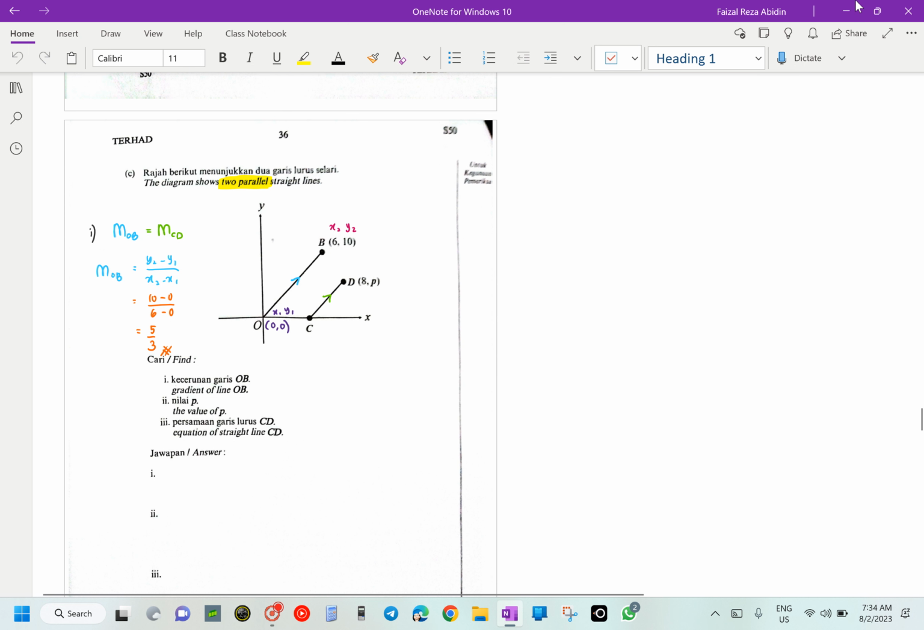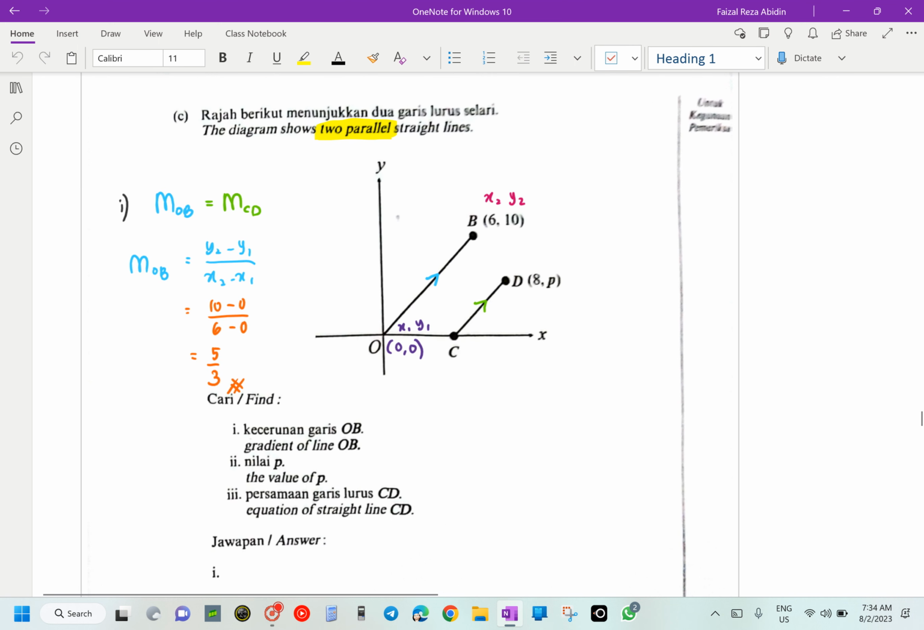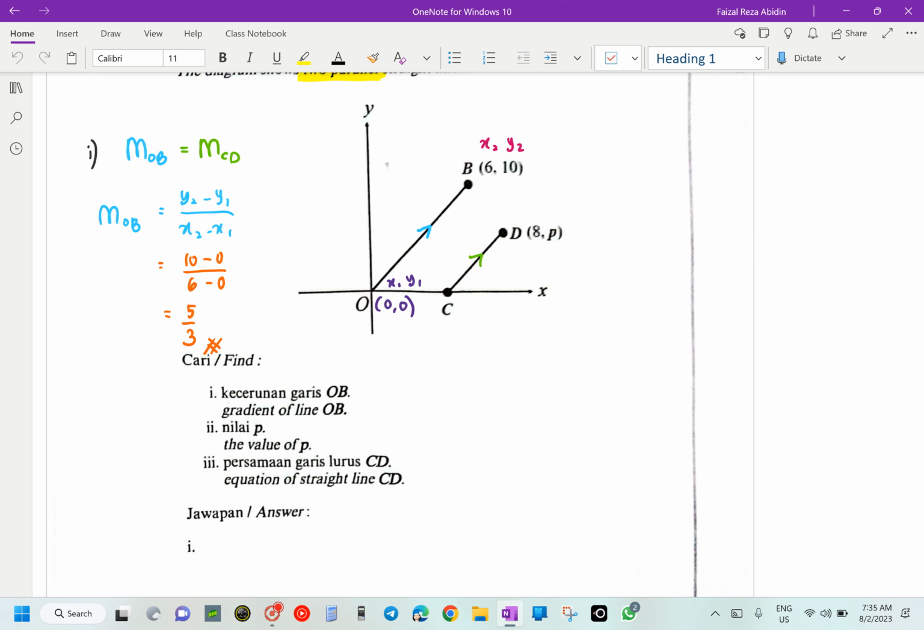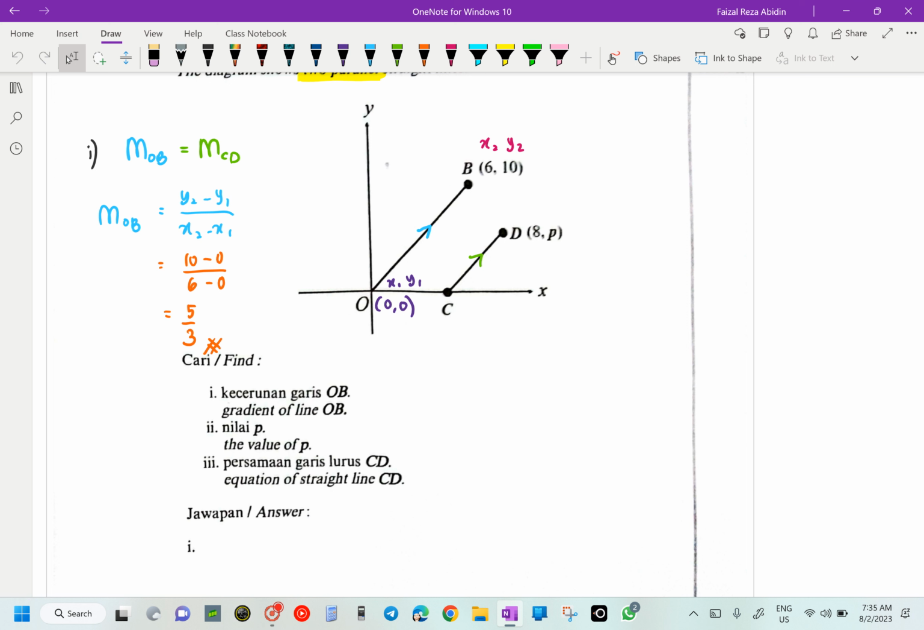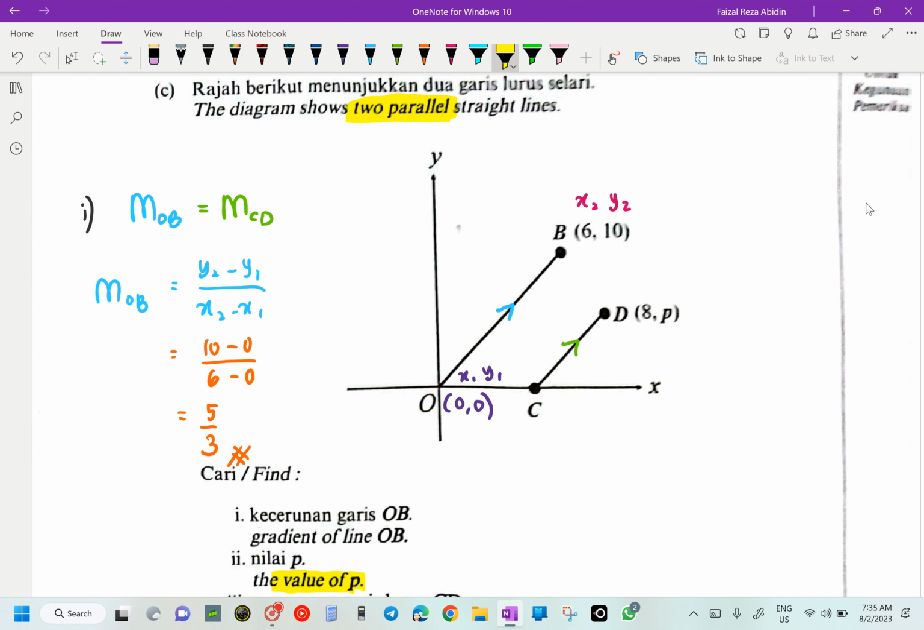Okay, we are going to look at our 5C2. Okay, we're done with the gradient of OB. So next, we are going to look at our C2 here, which is the value of our P here. So where is our P? If you look in our diagram, it's going to be at D here.